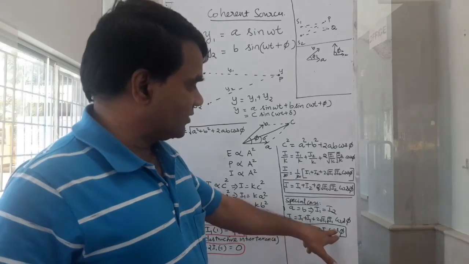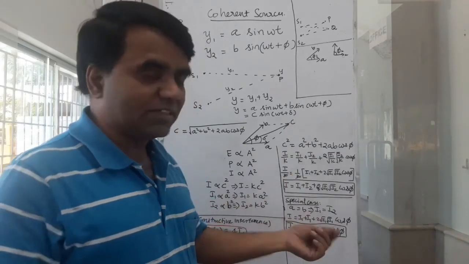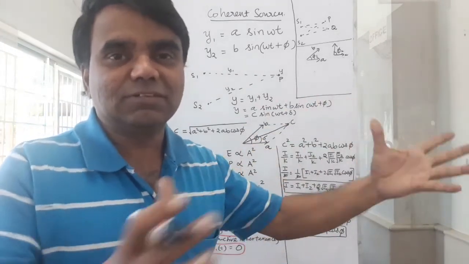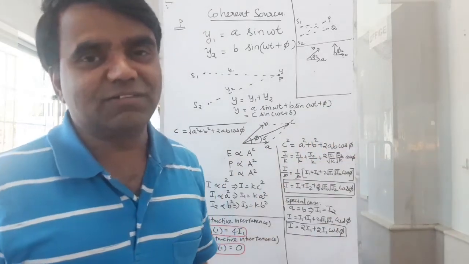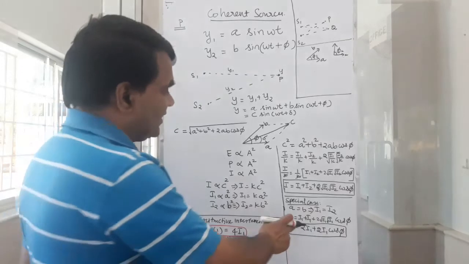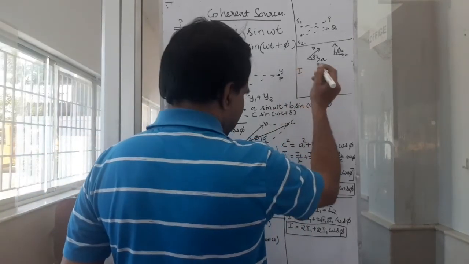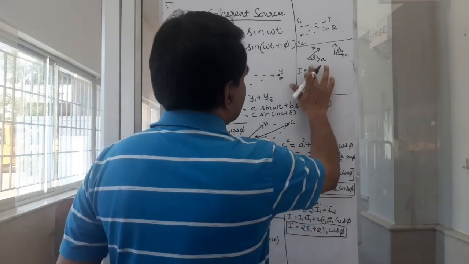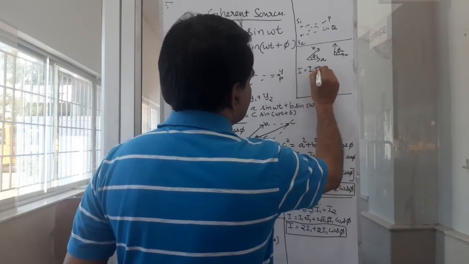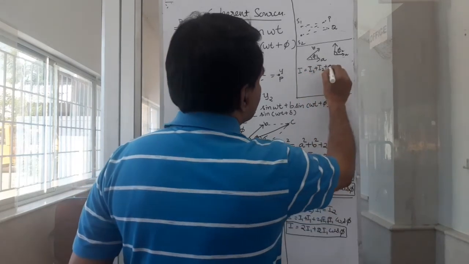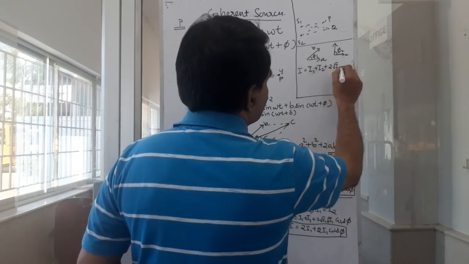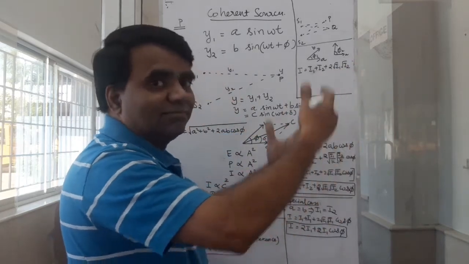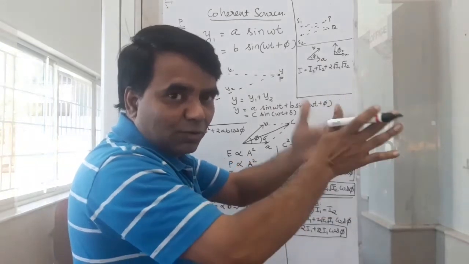So in that case, this equation is always changing. Cos phi 1 at one instance, cos phi 2 at another, cos phi 3, and you can have many different numbers. So what you do, you take the average. I is equal to I1 plus I2, general case, plus 2 root I1 root I2 cos phi. But now I get cos phi 1 at one instance, cos phi 2, cos phi 3, so the intensity is changing with respect to time.